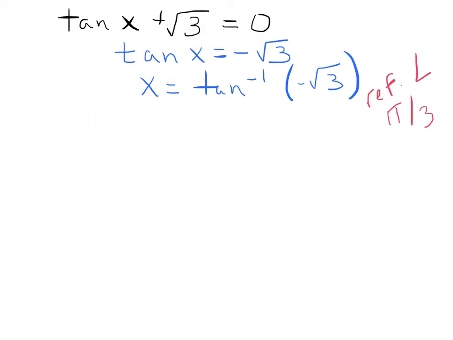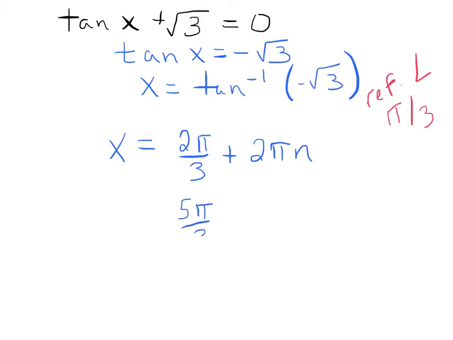Now the tangent value is negative, so where is the tangent going to be negative? It's going to be negative in the second quadrant and in the fourth quadrant. So in the second quadrant, a reference angle of pi over 3 would give me the angle 2/3 pi, and since it's a general solution, it would be plus 2 pi n. In the fourth quadrant, the reference angle of pi over 3 would give me the angle of 5/3 pi.